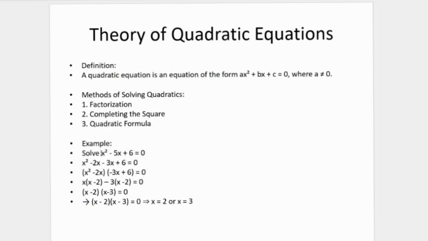From here, what is the coefficient of b here? Let's say we are doing this one with completing the square. What is the coefficient of b in this one? x squared minus 5x plus 6. Whitney, are you still with me?